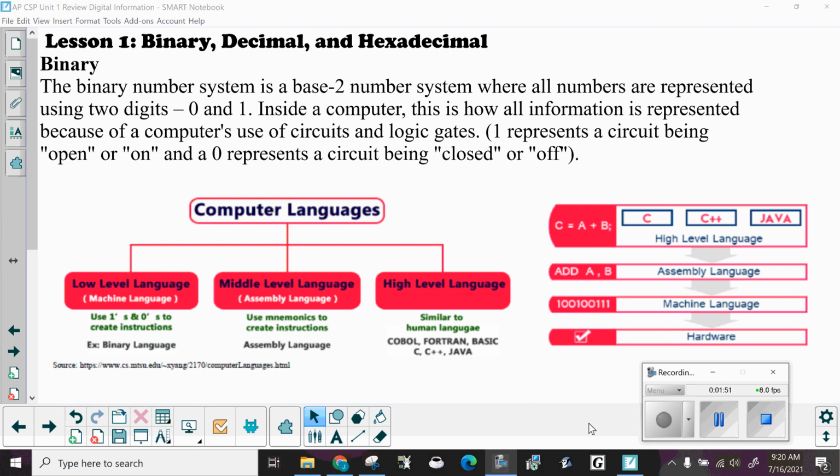Over on the right-hand side here, you can see where we have high-level language, C, C++, Java, and this is what it would look like. It looks like a regular arithmetic statement. Assembly language, add A, comma B, tells you to add those two together. This one doesn't look so different, but when you do things like store things in registers or move bits around, assembly language starts looking a little more detail-oriented. Machine language, well, that's where you take this assembly language and change it into bits. And then, of course, we have the hardware that everything works on.